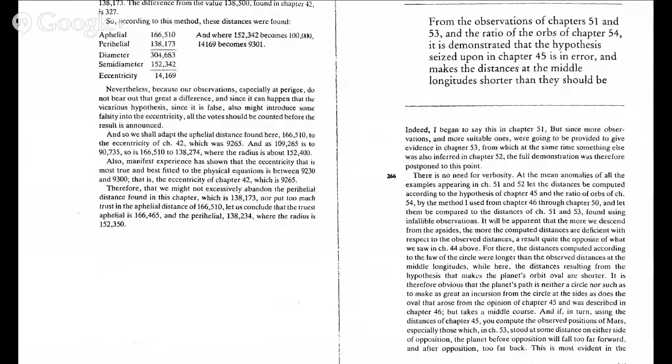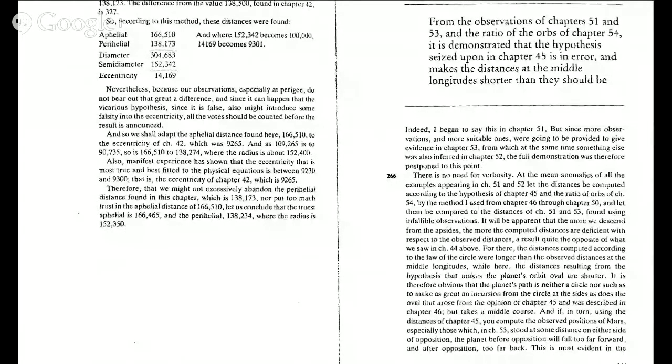It is therefore obvious that the planet's path is neither a circle nor such as to make as great an incursion from the circle at the sides as does the oval that arose from the opinion of chapter 45 and was described in chapter 46, but takes a middle course. And if in turn, using the distances of chapter 45, you compute the observed positions of Mars, especially those which in chapter 53 stood at some distance on either side of opposition, the planet before opposition will fall too short forward, and after opposition too far back.